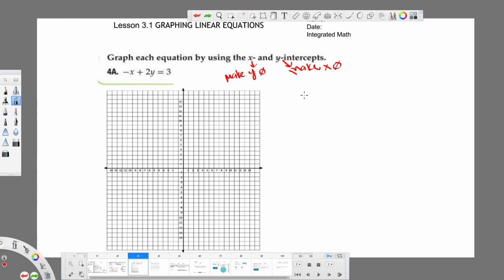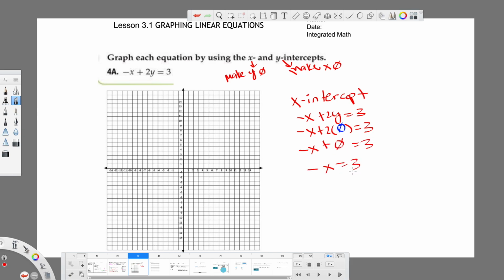So let's go ahead and practice that down here. We'll do the x-intercept first. So we have negative x plus 2y equals 3. So I'm going to make y 0. So negative x plus 2 times 0 equals 3, and I'm doing that on purpose so that I can use a dramatically different color. So now if I make that 0, well, that's negative x plus 0, which is really just negative x equals 3, right? That cancels away.